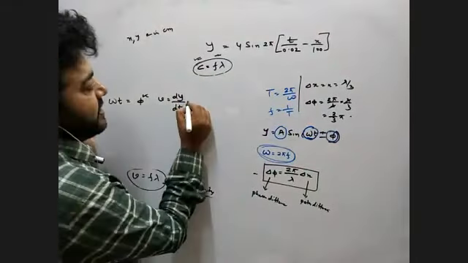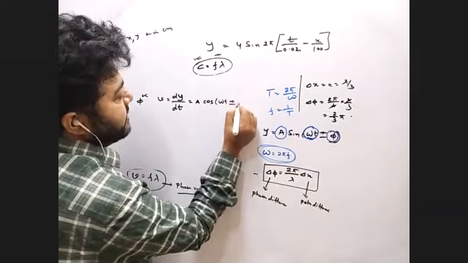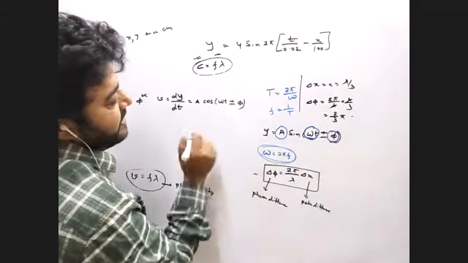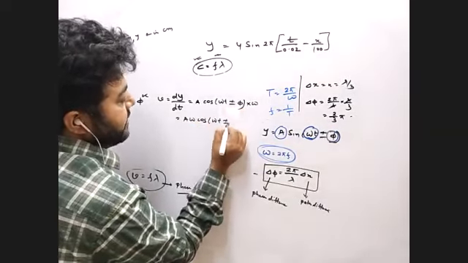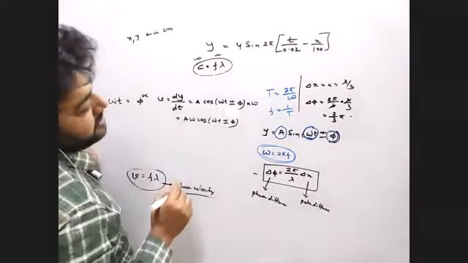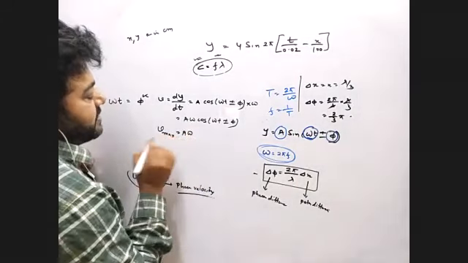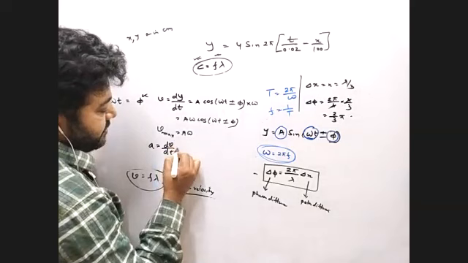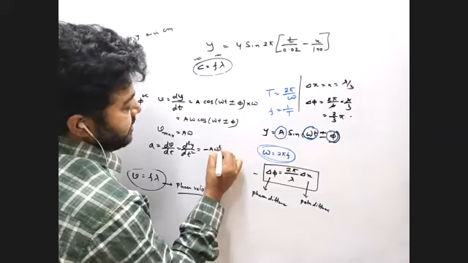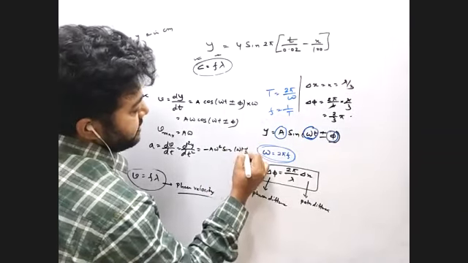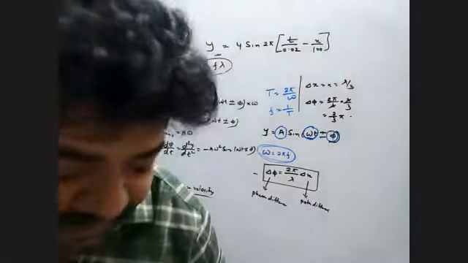So what happened? The differentiation of sine is cos of omega t plus minus phi, where phi is a constant, into omega. So you have a omega cos(omega t plus minus phi). Now, if this is your particle velocity, the maximum particle velocity is a omega. Similarly, if you again differentiate this velocity with respect to time, the double differentiation of y with respect to time, you get minus a omega square sin(omega t plus minus phi). This is called the particle acceleration. Is it okay?